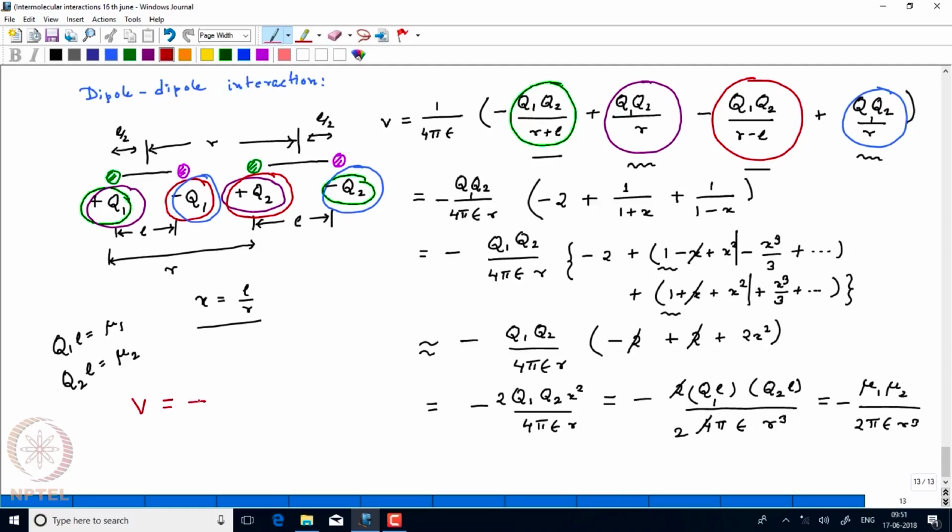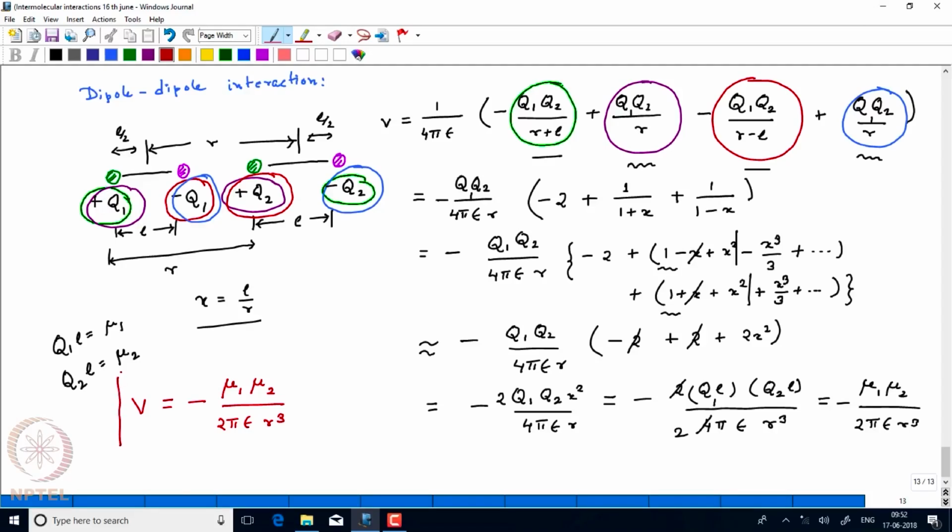It is basically the interaction potential between two dipoles if the dipoles are oriented in a favorable condition, where the positive end of one dipole faces the negative end of the other dipole. So this is the most favorable geometry. You can have two dipoles which have a tilt angle, but we are not considering that right now. So we'll keep the discussion simple. So the dipole-dipole interaction will be something like minus mu1 mu2 divided by 2 pi epsilon r cube.